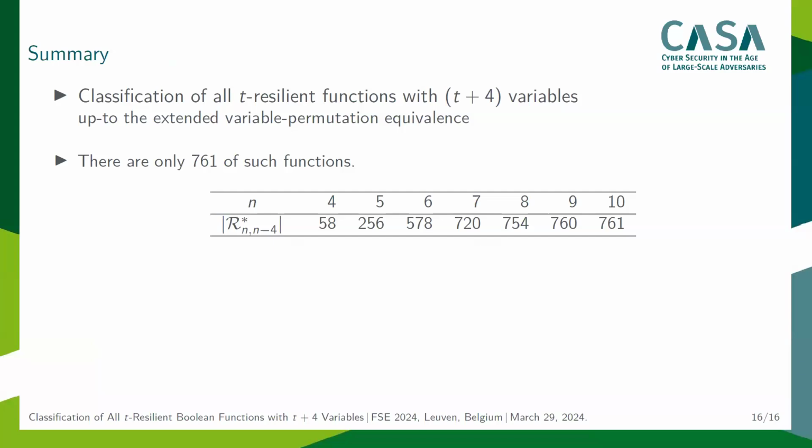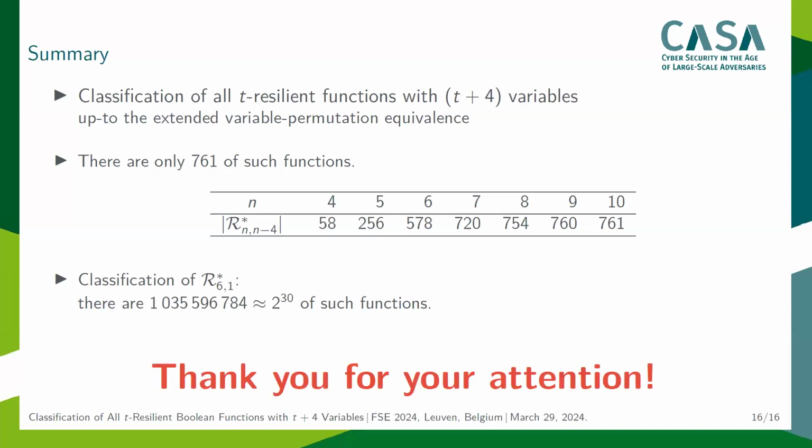To summarize, there are more detailed techniques used in the paper. If you are interested, please check it. To summarize the paper, in this work we classified all the T-resilient functions with T+4 variables, and we showed that up to equivalence there are only 761 such representative Boolean functions. And we tried to classify T-resilient functions with T+5 variables. And we found that for the case of 6-bit Boolean functions with resilience order 1, there are about 2 to the 30 such representative functions. And we were not able to go further because of memory complexity and time complexity problems. Yeah, that's all. Thank you.